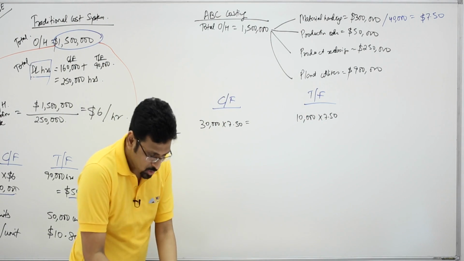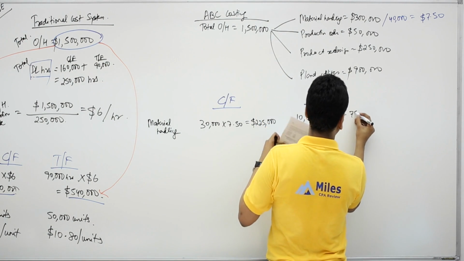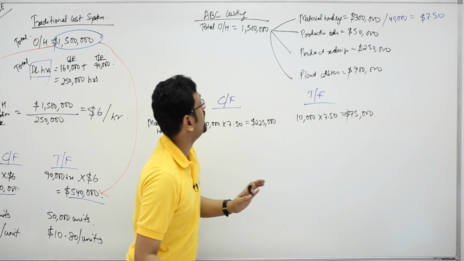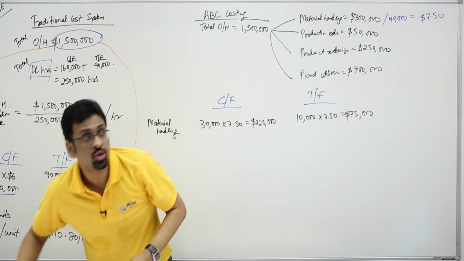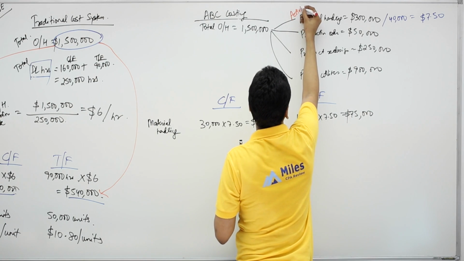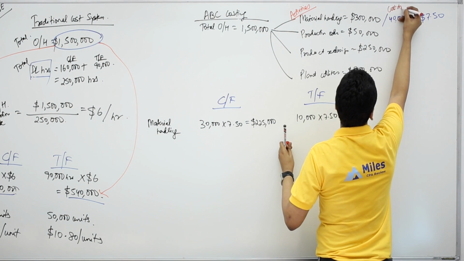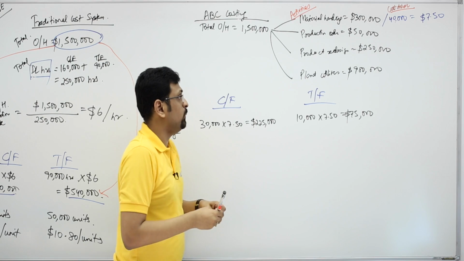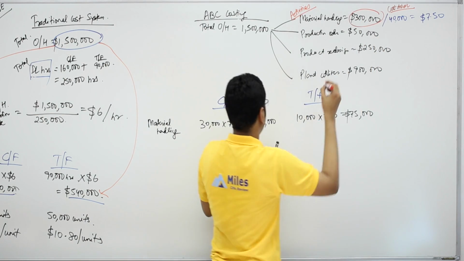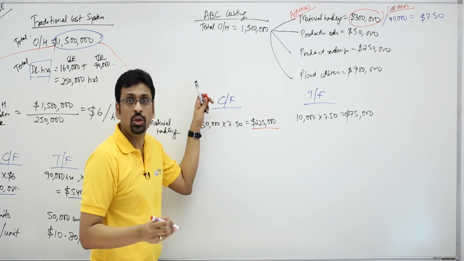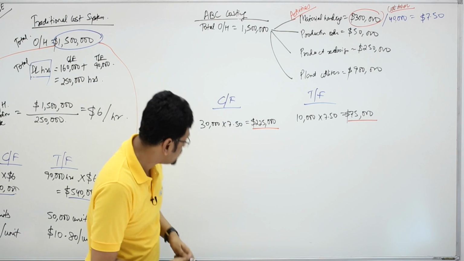So this would be $225,000 and this would be $75,000. So guys, as you can understand, we are not allocating the 1.5 million directly. We're breaking it down into various activities. So we've broken it down into all these activities. And we are saying pounds, we're going to use cost drivers to allocate the cost relevant to these activities. So the $300,000 of cost that you have here for material handling is allocated $225,000 to ceiling fan and $75,000 to table fan. Let's look at the next activity, production orders.